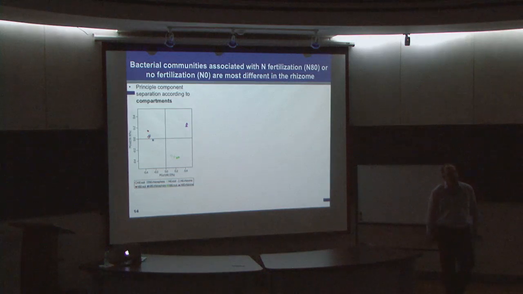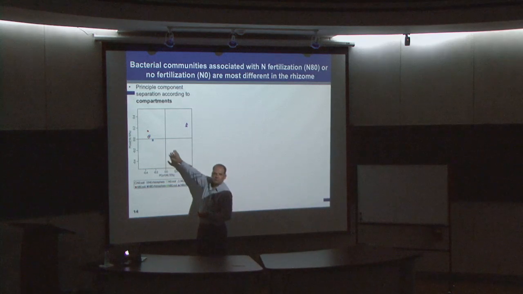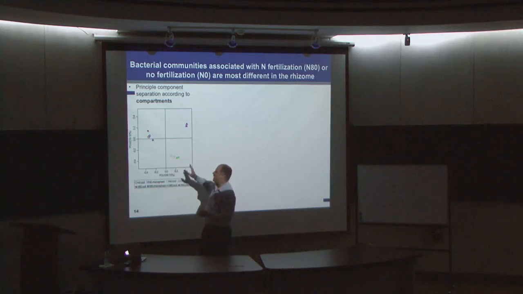What we did was we harvested basically the microbiome and did pyrosequencing of basically different compartments to see which bacteria are associated with different compartments. Different compartments are the rhizome, the root, the soil, and the rhizosphere soil. Yeah, 4 different compartments.